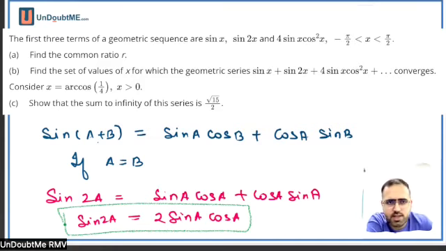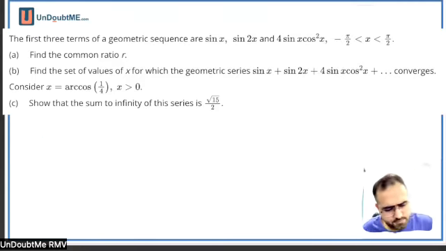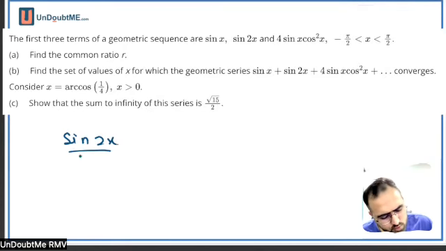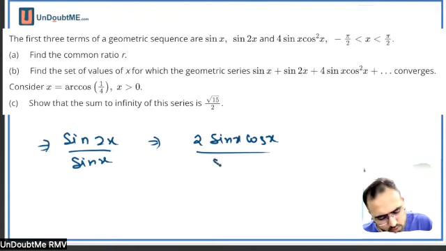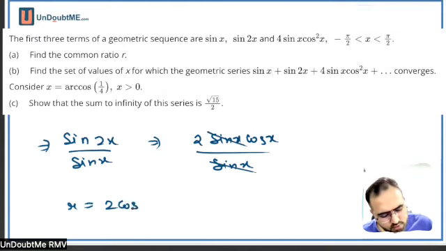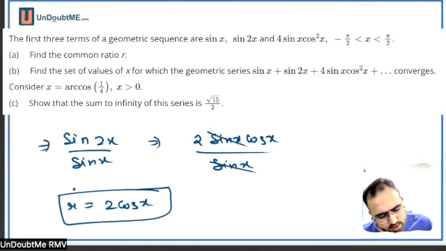Now you can start with the actual question. Sine 2x over sine x. Sine 2x can be written as 2 sine x cos x over sine x. Sine x will be cancelled. The value of r will be 2 cos x. That is the answer for part A.